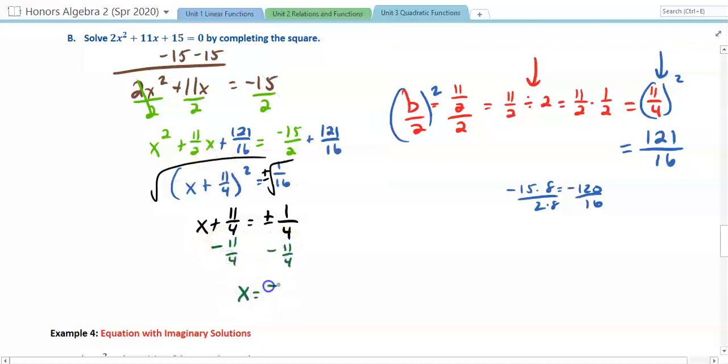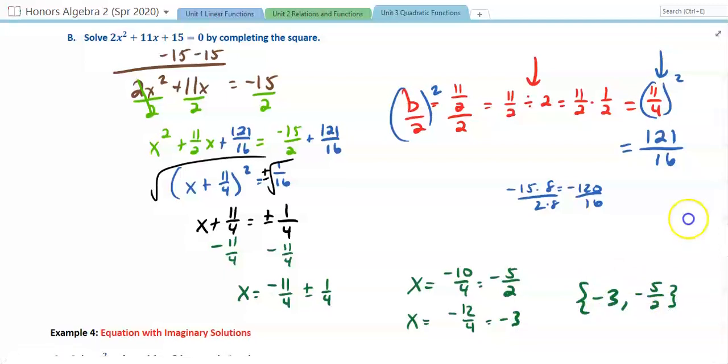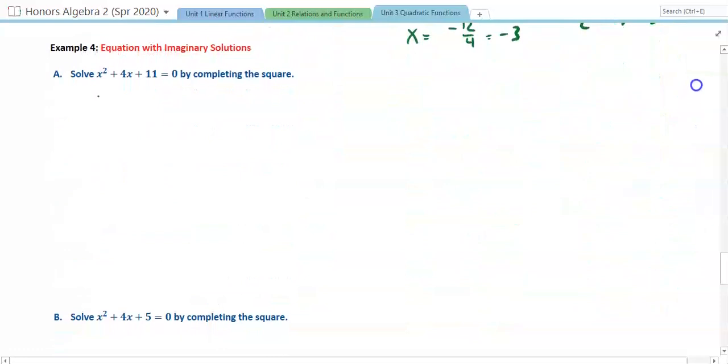And so we're going to get that x is equal to negative 11 over 4 plus or minus 1/4. And so adding these together, remember, denominators have to be the same. They are. And so I would get x is equal to negative 11 plus 1 is negative 10 over 4. So that's negative 5 halves. If I do the subtraction, negative 11 minus 1 is negative 12 over 4, and that's negative 3. And so my two solutions are negative 3 and negative 5 halves. Negative 3 is to the left of negative 5 halves. So there you go.